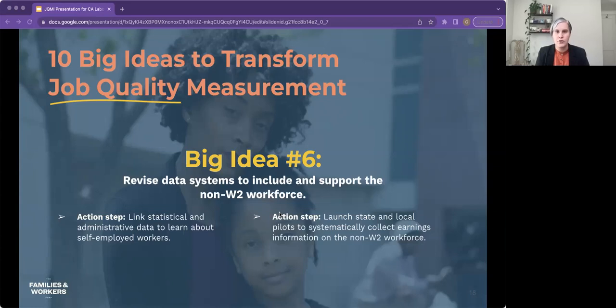The Department of Labor could work with Treasury to create a standardized process for linking household survey data, like the current population survey and its supplements, with administrative data to combine detailed demographic information with data on employment, including earnings and hours and the nature of the employment arrangement. There may also be opportunity for state or local pilots that explore ways of systematically collecting earnings information on contract workers. I actually think California would be a really interesting place for a pilot. And I've started a conversation with some of our leaders in the Job Quality Measurement Initiative about this idea. So would love to talk more with folks here if there's interest.